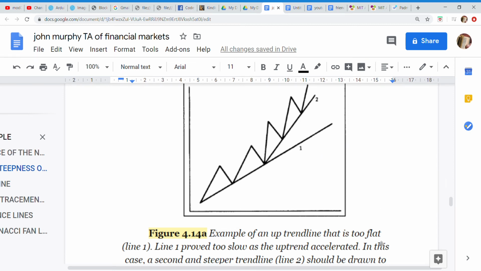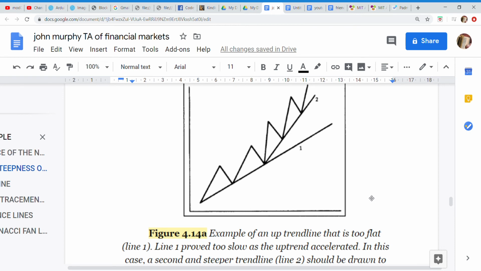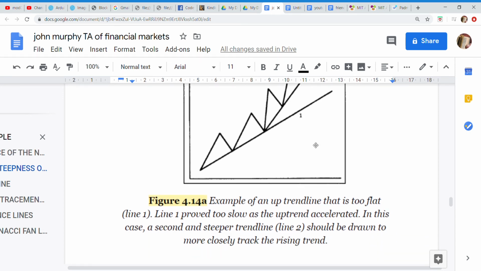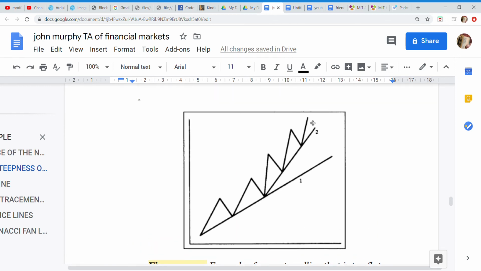Example of an uptrend line which is too flat. Line 1 proved too slow as the uptrend accelerated. So from line 2 it is seen that line 1 is too slow. That means the uptrend of line 1 is very slow. It is 45 degrees and this is more than 45 degrees.